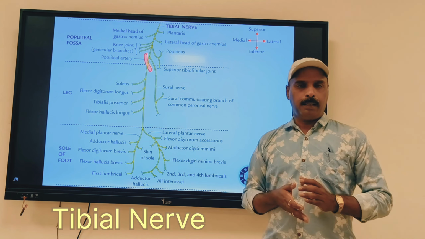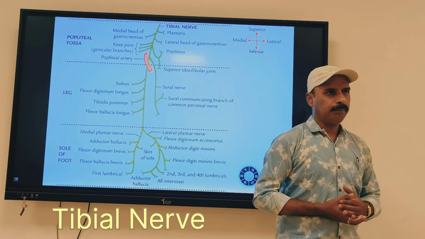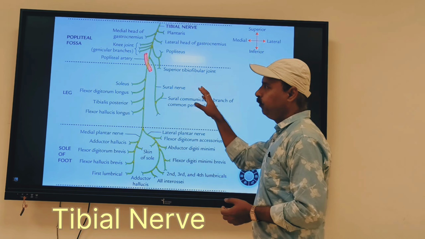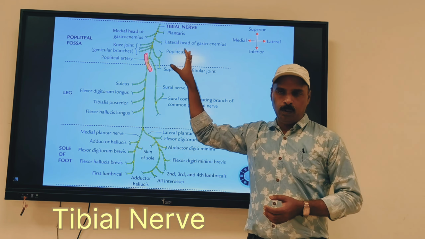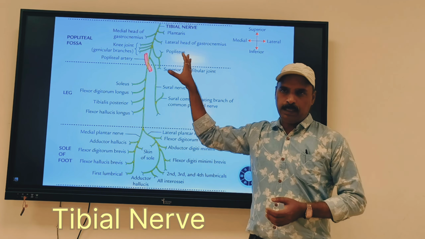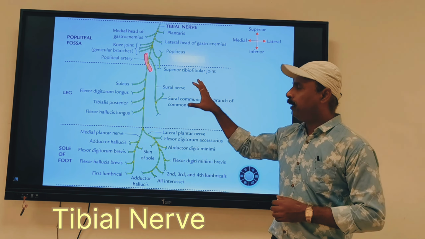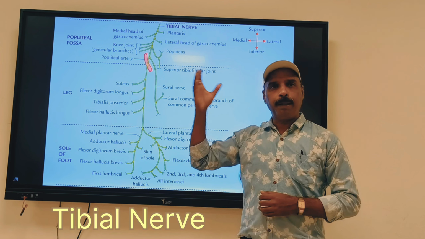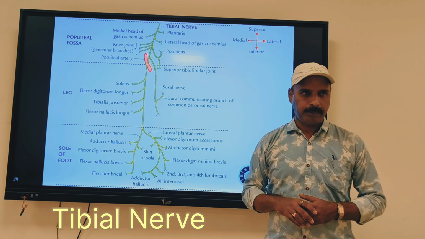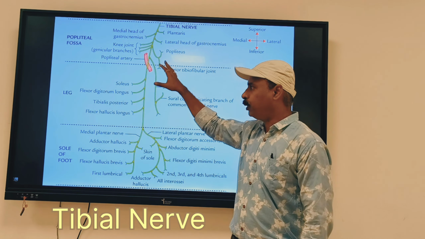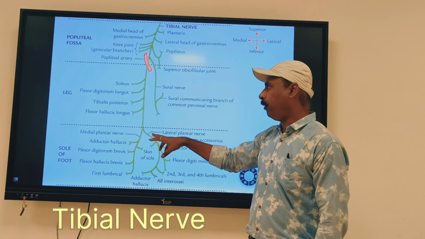That is the tibial nerve. As we have studied the sciatic nerve, that sciatic nerve divides. So what do you briefly have to remember about the tibial nerve? The tibial nerve is one of the main nerves of the back of the leg region, and it supplies almost all the muscles in the back of the leg.